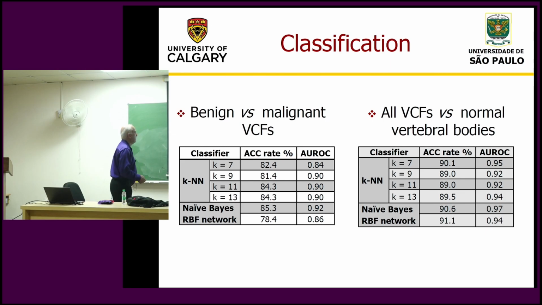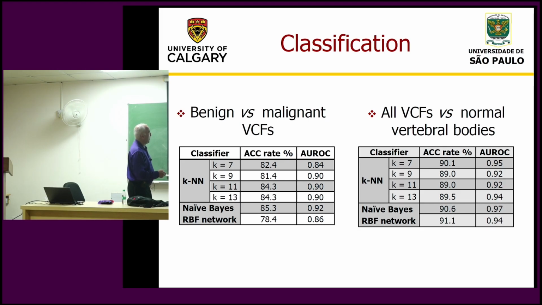The summary of the results using KNN, K nearest neighbor, with the number of neighbors varying from 7 to 13: we got accuracy rates in the range of 81 to 84%. The area under the ROC curve was up to 0.9. With the naive Bayes and RBF radial basis network, we got similar results in the same range, nothing drastically different.